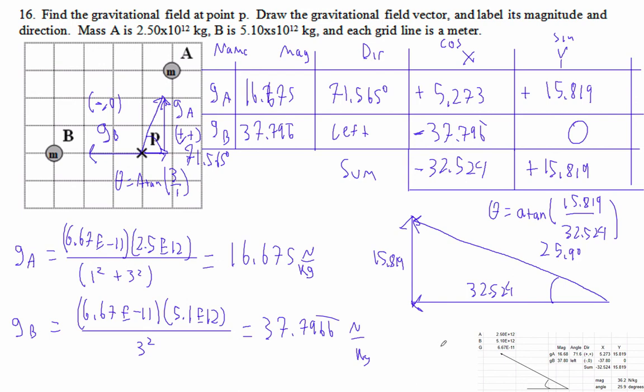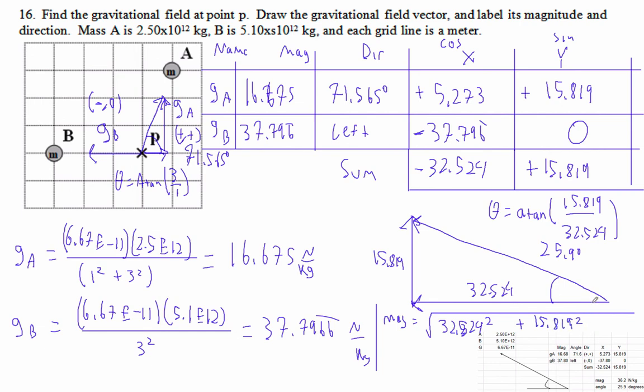And then let's find the magnitude. Where can we find the magnitude? Let's do it right here. Right, the magnitude is the square root of 32.524. Don't put your minus sign in there. Squared plus 15.819 squared.